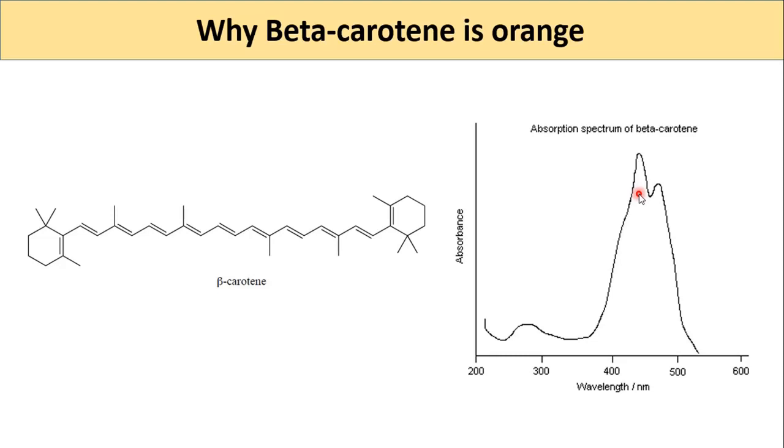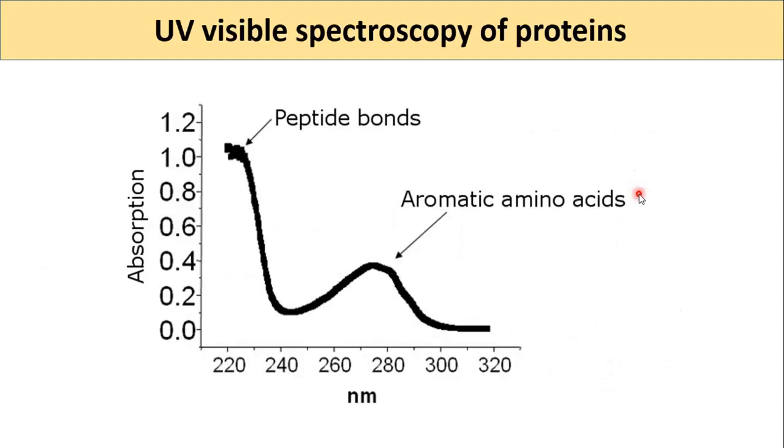So it is a pigment of plants which absorbs light in the visible region because it has a long conjugated double bond system, which proves the theory that double bonds and conjugated systems are important to do UV visible spectroscopy. Now we move to UV visible spectroscopy of proteins.